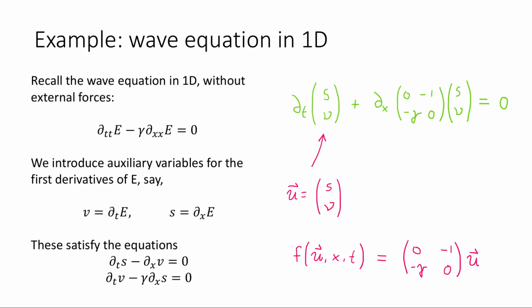It's a matrix vector product. The matrix has the entries 0, -1, minus gamma, and 0. And the vector that we multiply has just components S and V. If you want to bring this into the canonical form of a conservation law, you've got the vector u with components S and V, and we've got the flux depending on the vector u, and formally also depending on x and t. And the flux just takes that matrix and multiplies it with the vector u.